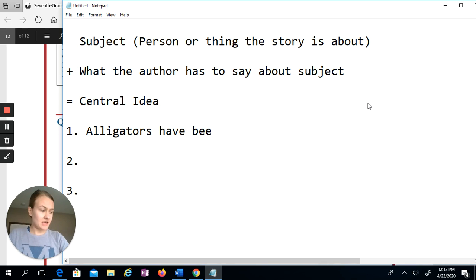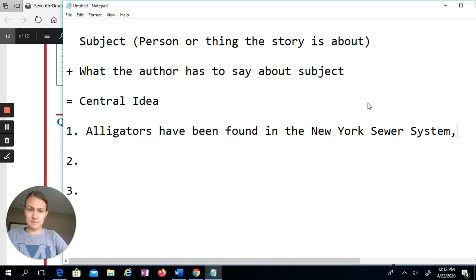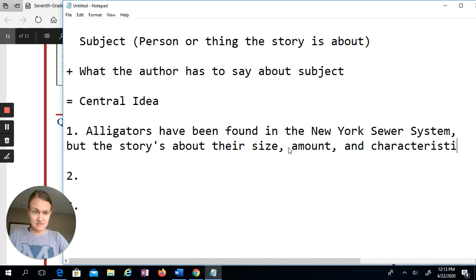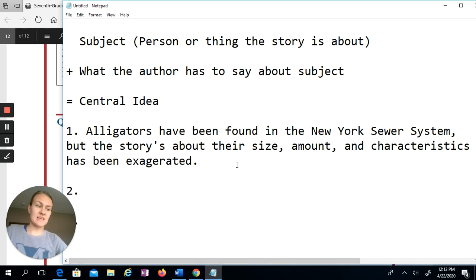Alligators have been found in the New York sewer system, but the stories about their size, the amount, and characteristics have been exaggerated, right? That's where we get our myths and legends from.